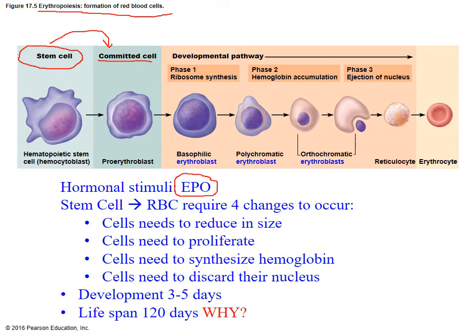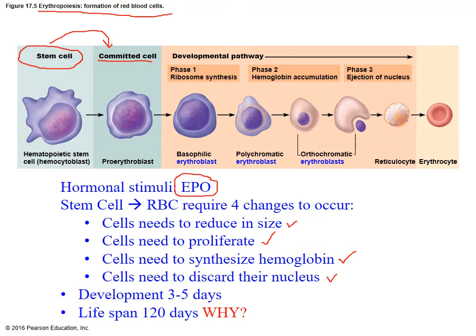Now, in order to go from a committed cell to a mature red blood cell, there are 4 things that we need to do. We need to reduce the size of the cell, so the cell needs to get smaller. We need to proliferate the cell, meaning that we need to make multiple copies of it, because remember, our goal is to do erythropoiesis, to produce lots and lots of red blood cells. We need to synthesize hemoglobin. And last but not least, we need to get rid of the nucleus. So these are the 4 steps that you're looking for to go from committed cell to red blood cell.